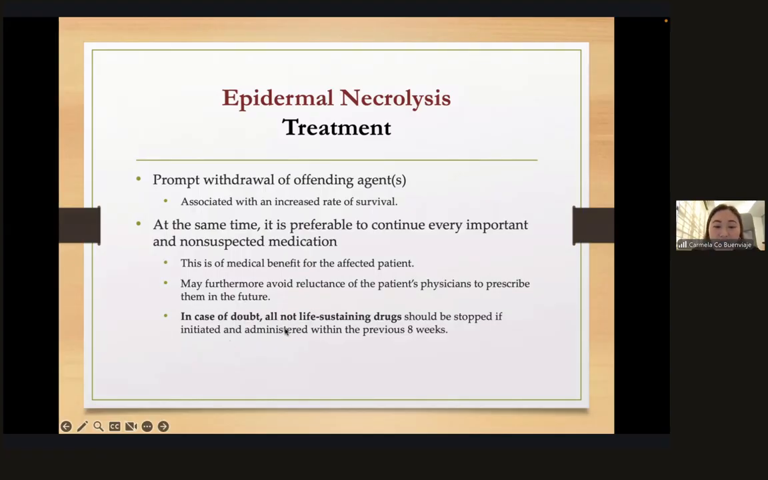Okay, so in case of doubt, all non-life-sustaining drugs should be stopped if initiated and administered within the previous 8 weeks. So if you really don't know what's causing it, then all non-life-sustaining drugs should just be stopped, especially if these drugs have been started during the previous 8 weeks or 2 months.